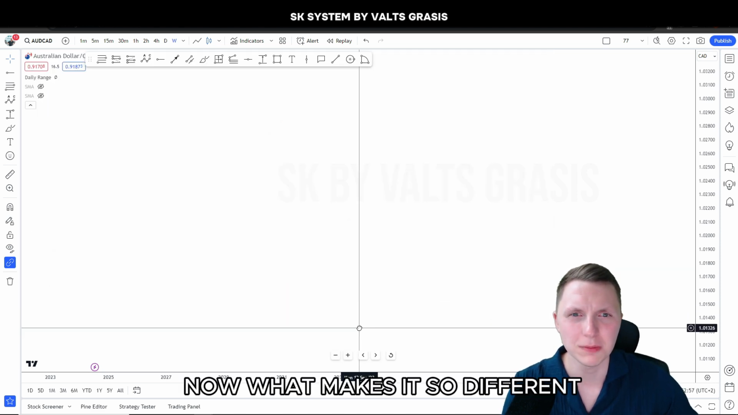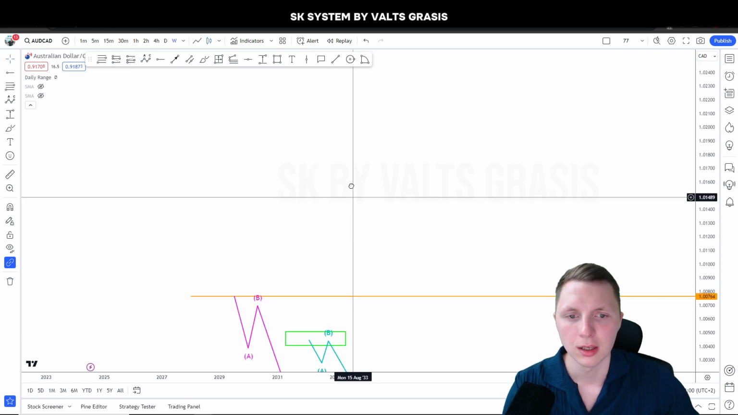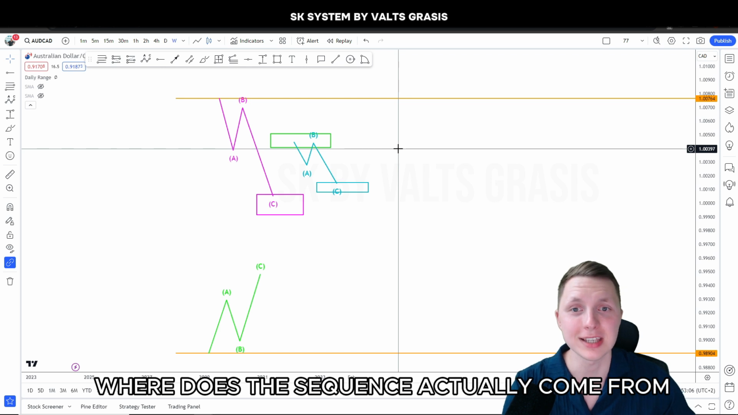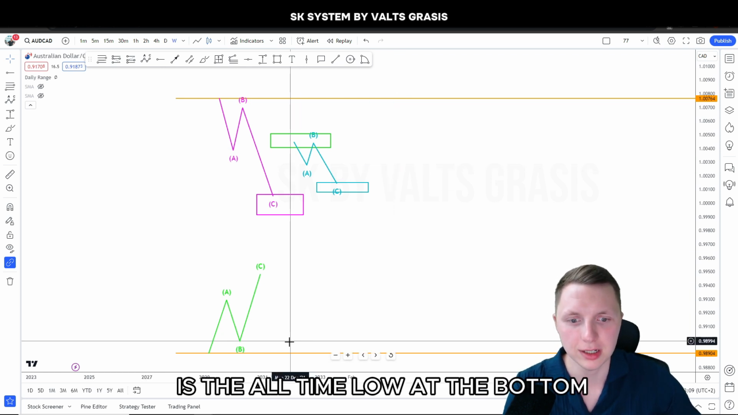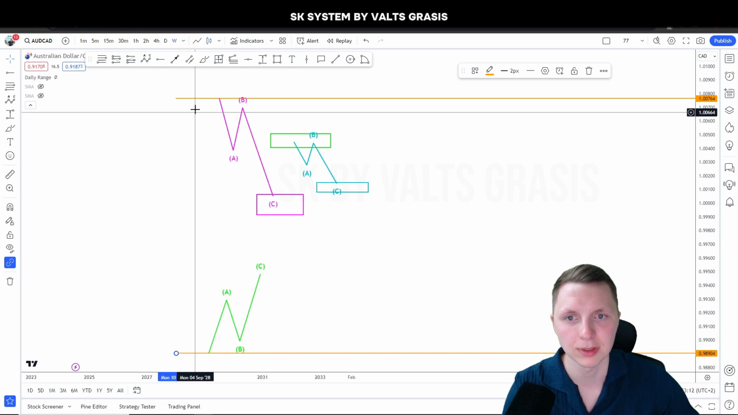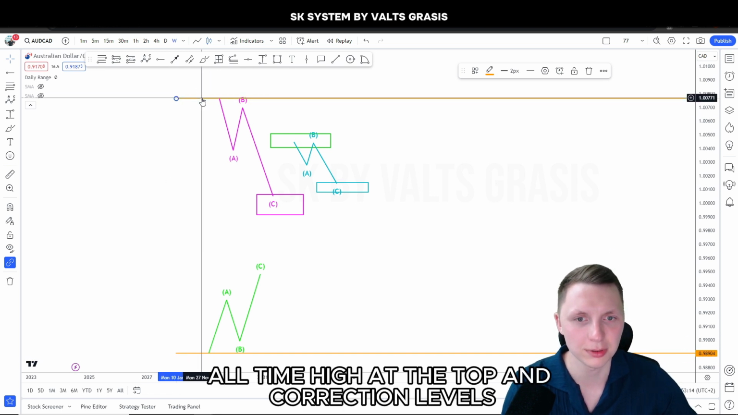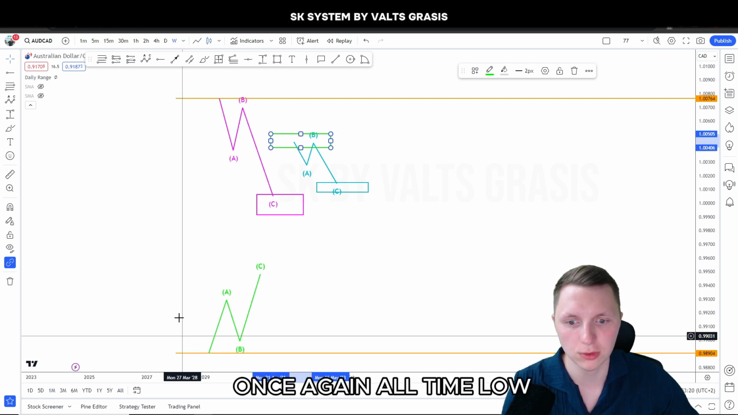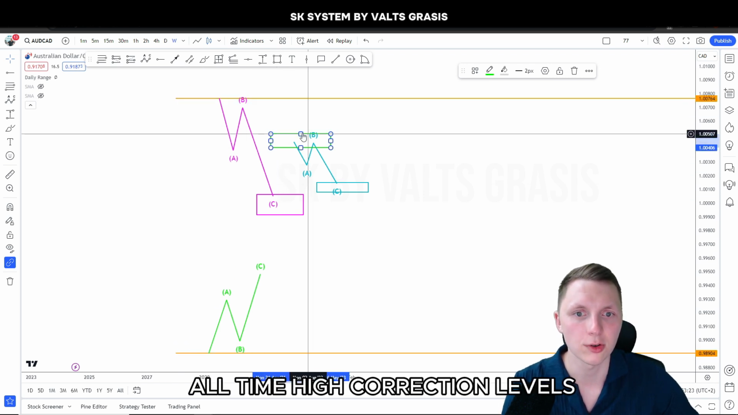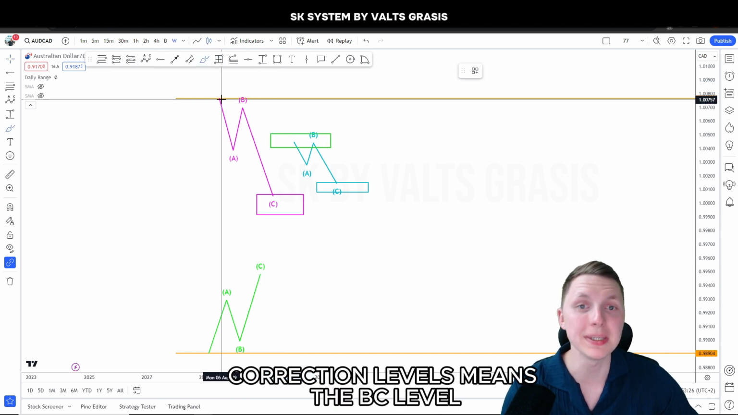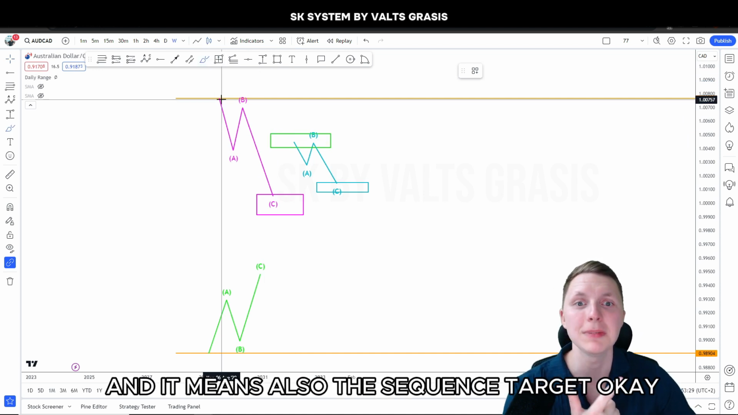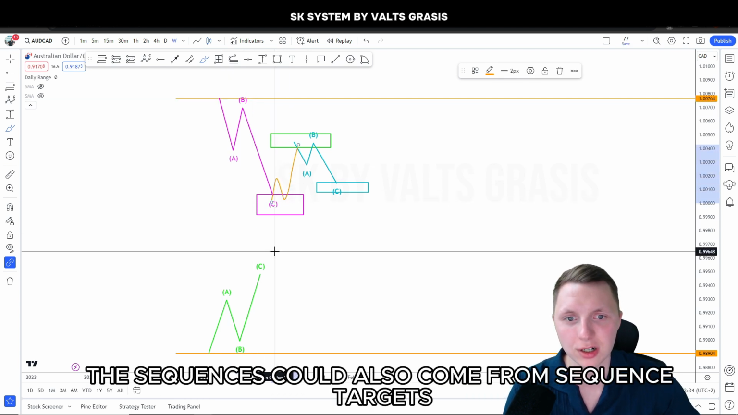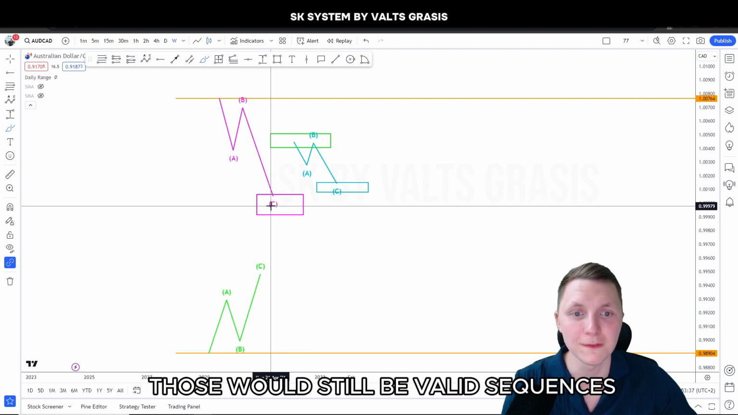Now, what makes it so different? I have drawn something up, and this is basically where the sequences actually come from. So what we have here is the all-time low at the bottom, all-time high at the top, and correction levels. So once again, all-time low, all-time high, correction levels. Correction levels means the BC level, it means the whole correction, and it means also the sequence target, okay? The sequences could also come from sequence targets, something like that. And those would still be valid sequences.